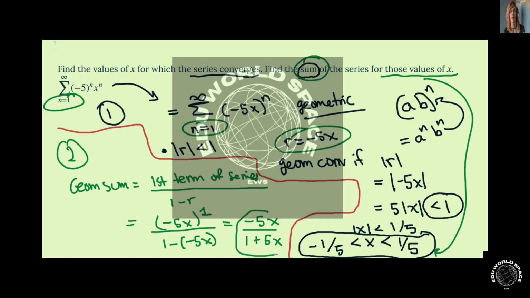That's our final answer. So the series converges for these values of x over here, and for any of those values of x, the sum of the entire series is given by this expression over here in part 2.